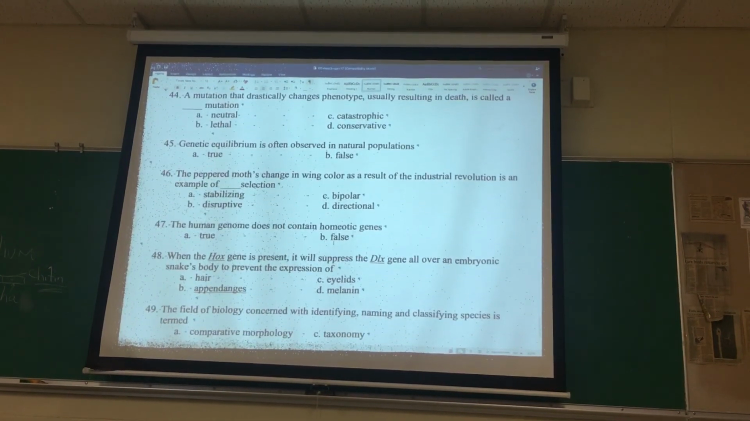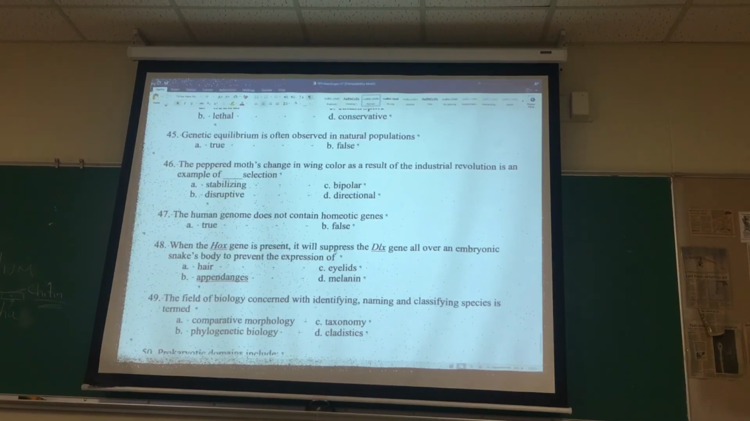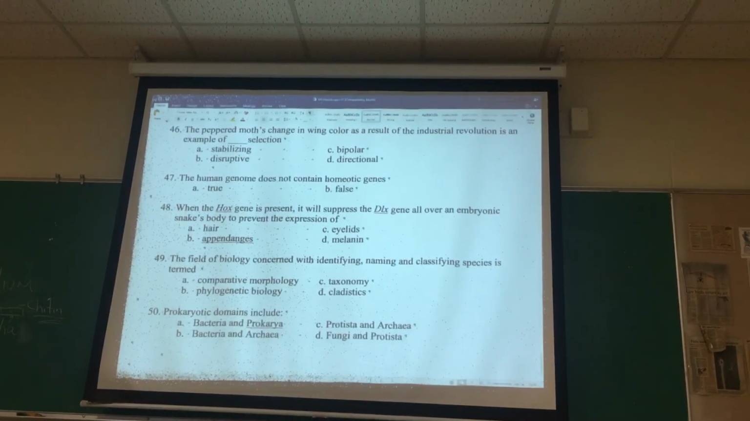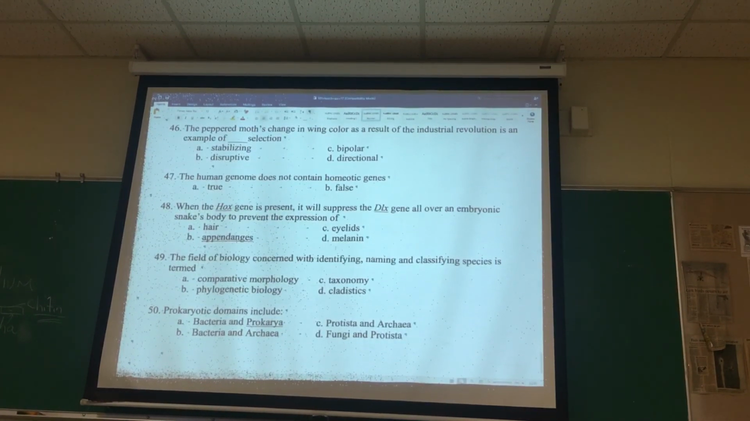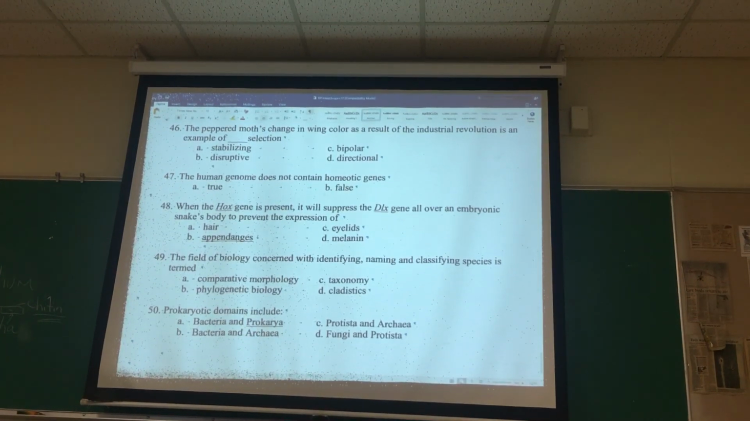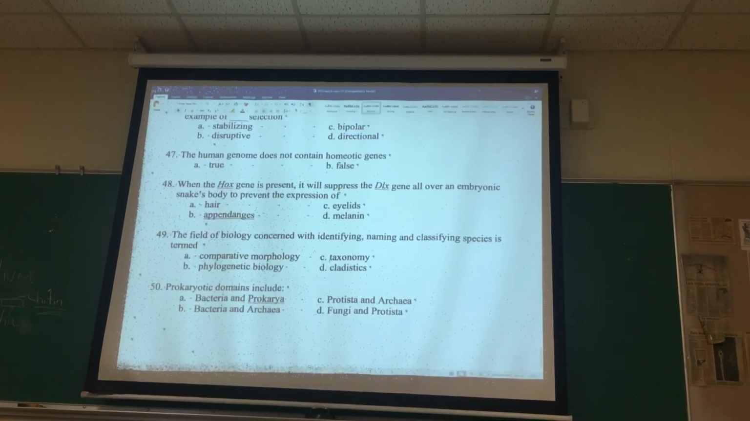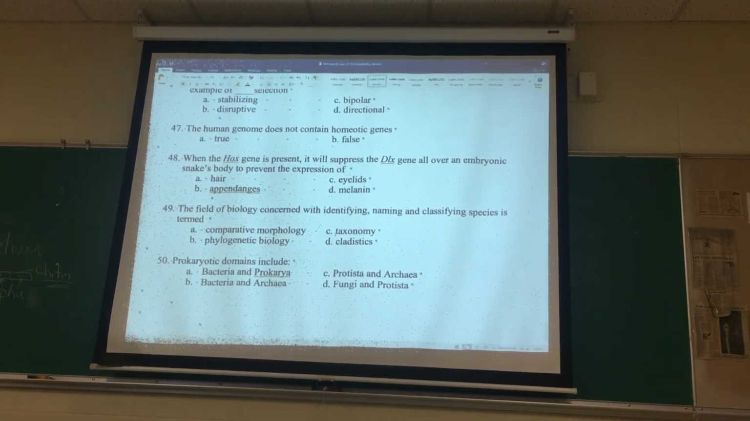Human genome does contain homeotic genes, of course. An example of a homeotic gene is the Hox gene. It might suppress the DLX gene, and that prevents the expression of appendages. Taxonomy is involved in identifying, naming, and classifying species. And the prokaryotic domains include the bacteria and the archaea.